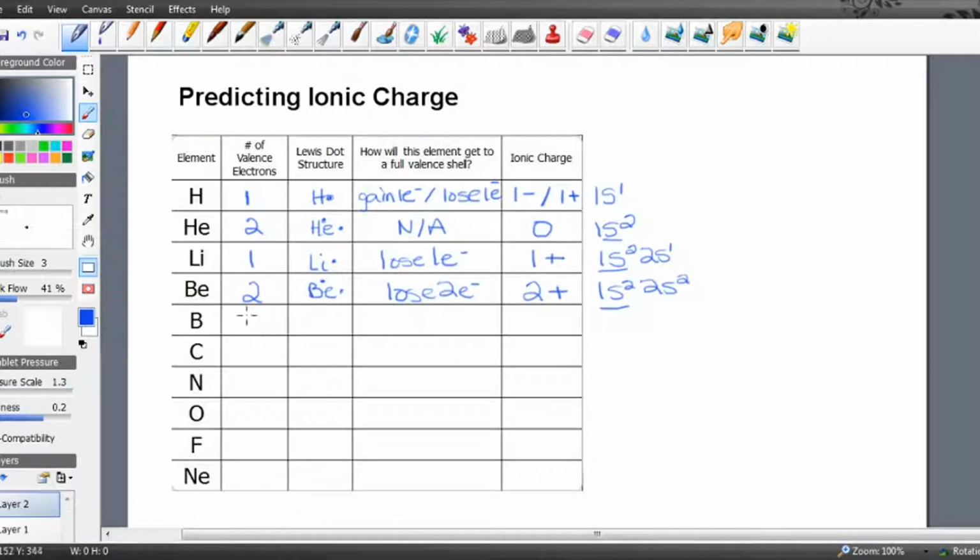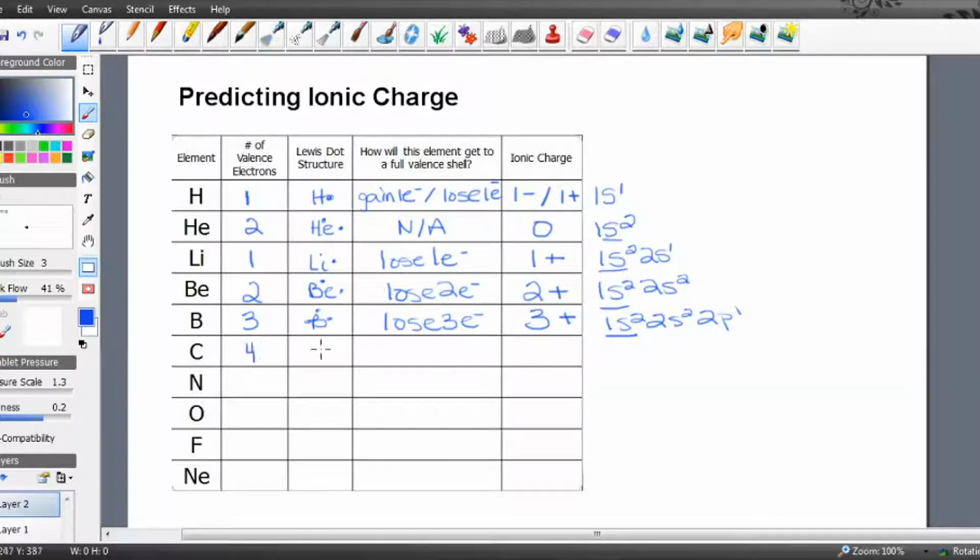What about for boron? Boron is in group 3. 3 valence electrons. 1, 2, 3. Is boron going to lose 3 or gain 5? Losing 3 is easier. 3+ charge. And if you wanted to look at your electron configurations for that one, 2s2, 2p1. Is it easier to lose these 3 and become like helium? Yes.